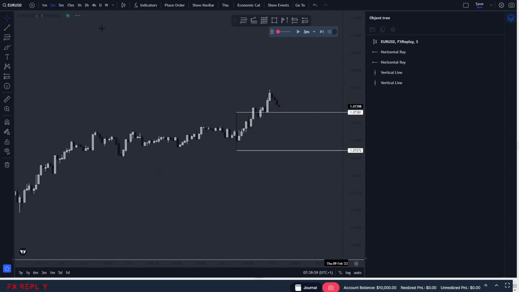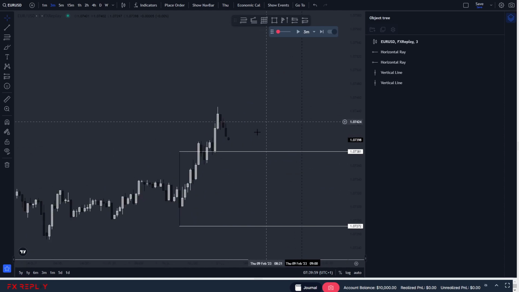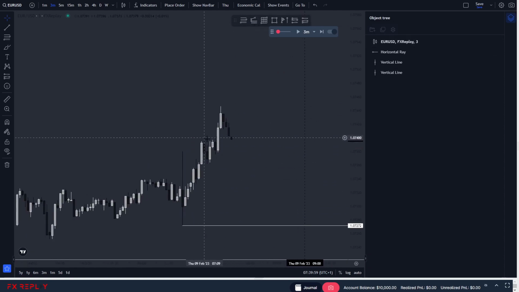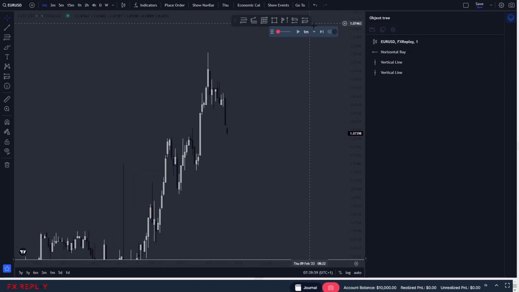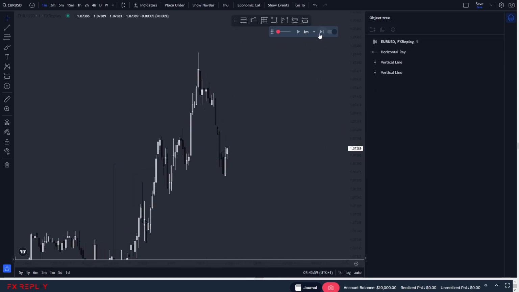Okay, this is a good setup right there. It took out this liquidity and this liquidity as well. Now it made a fair value gap right there, probably in lower time frames, yes. We wanted to retrace into it.